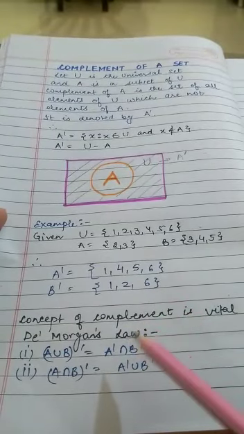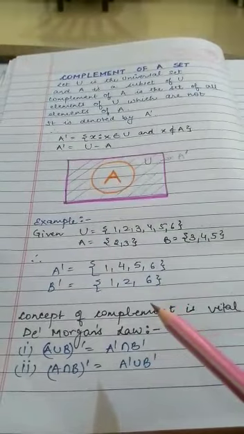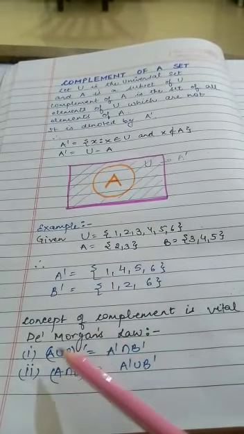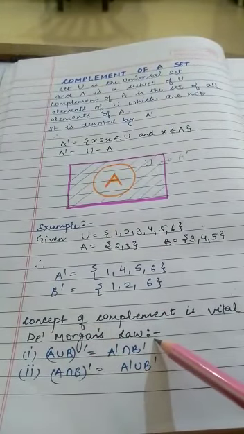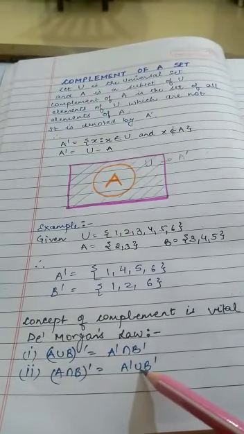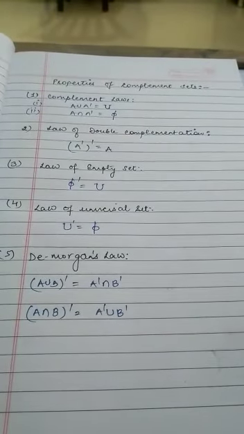So where do we use the concept of complement? Complement is very useful. It is used to define the De Morgan's law, and De Morgan's laws are A union B dash is equal to A dash intersection B dash and A intersection B dash is equal to A dash union B dash. Now we'll do some properties of complement of sets.